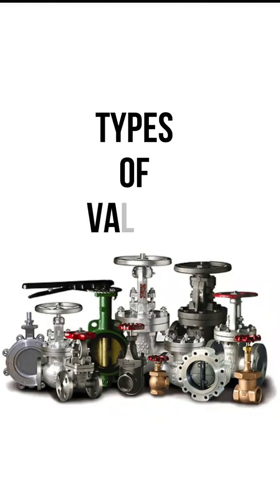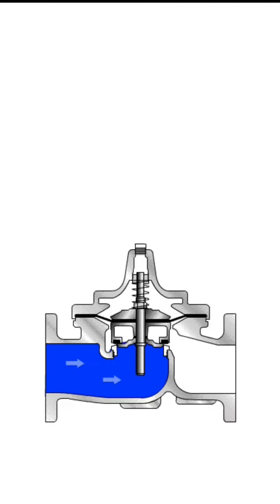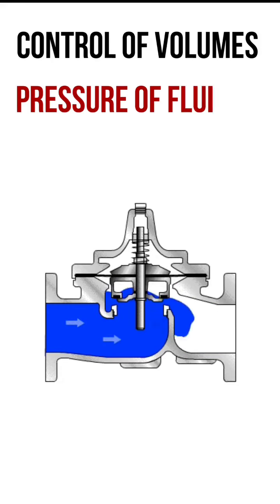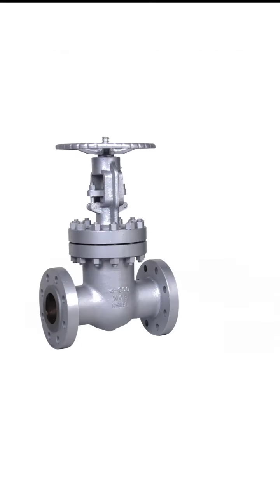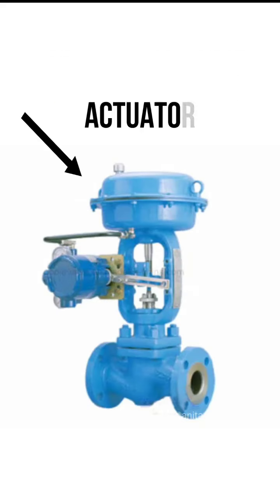This chapter is about different types of valves used in piping industries, with their advantages and disadvantages. So let's start. Valves are used for the control of volume and pressure of fluid moving through the piping or in an enclosed vessel. A valve can be operated manually or by an actuator to change and control the flow.